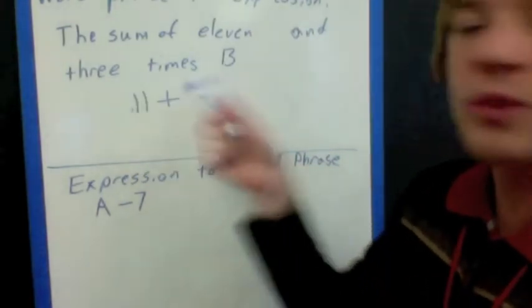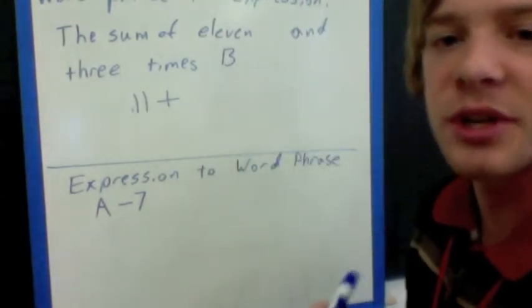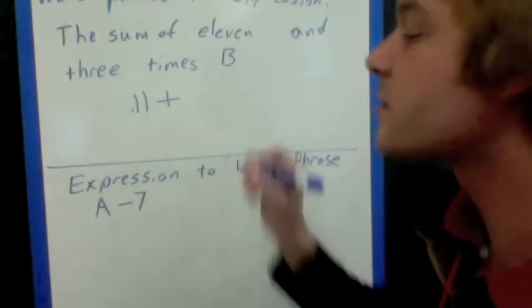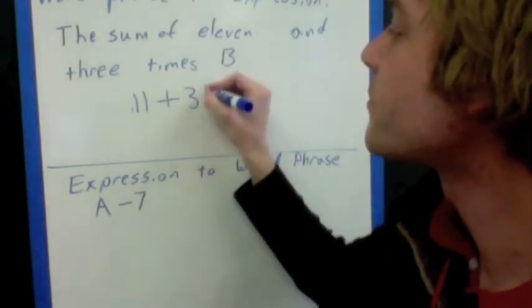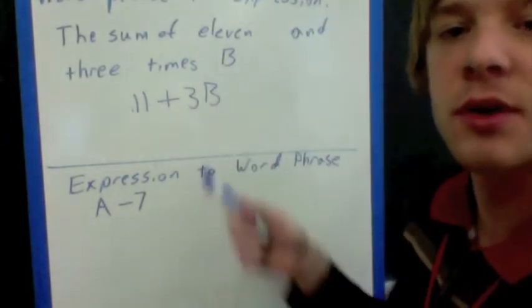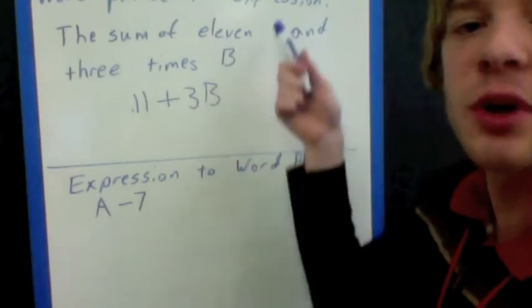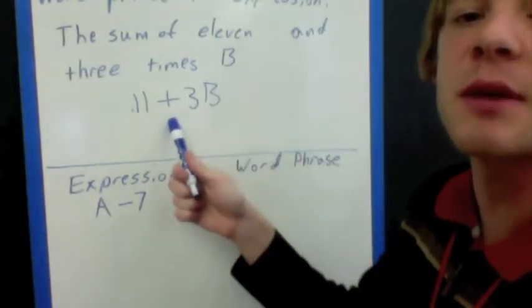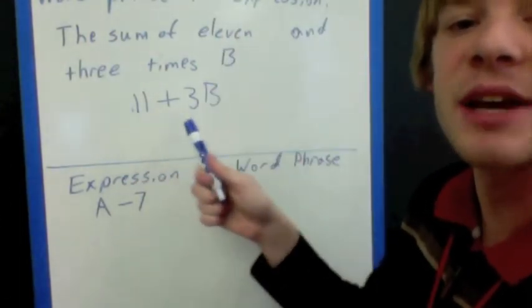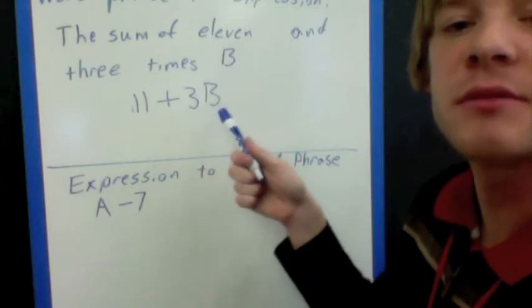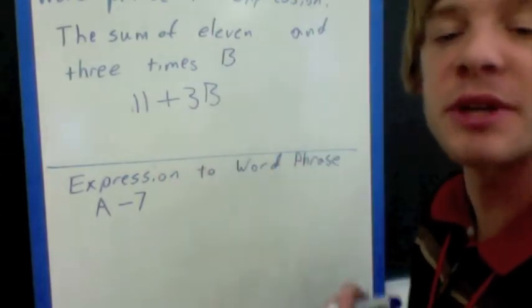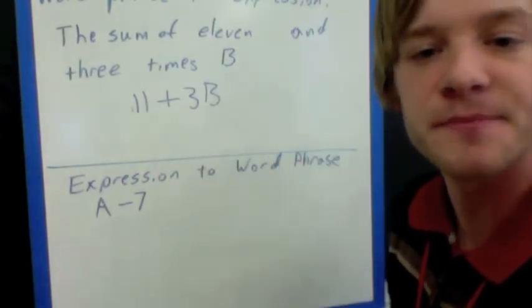And if we have 3 times b, we can just write that as 3b. So this is our expression to go with our word phrase. This is the sum of 11 and 3 times b. So 11 plus 3b is our expression there.